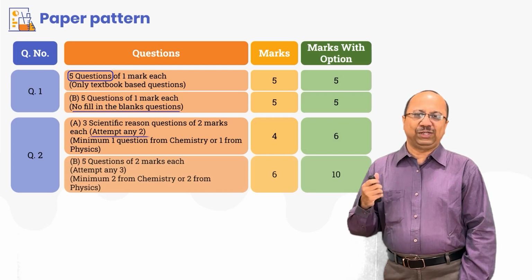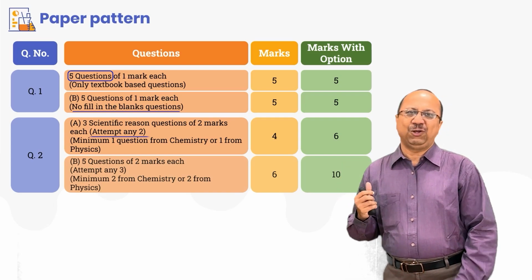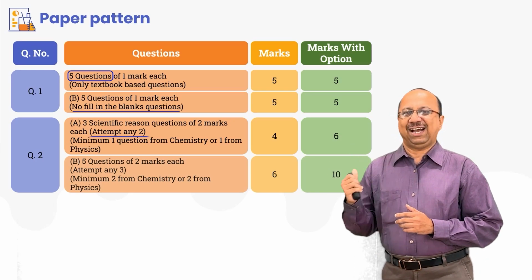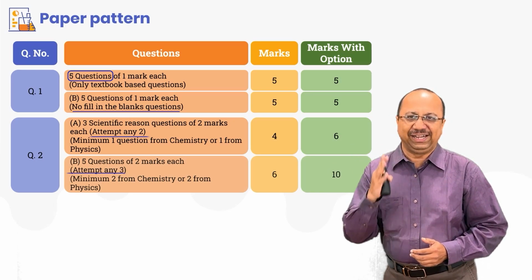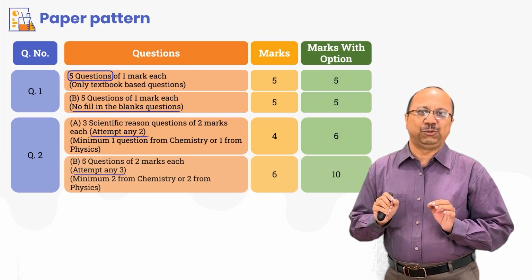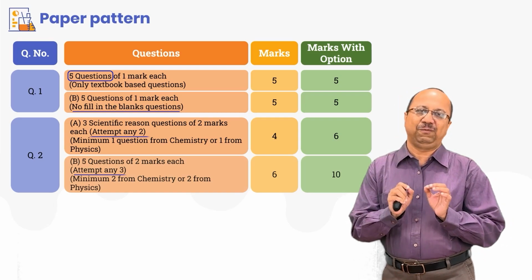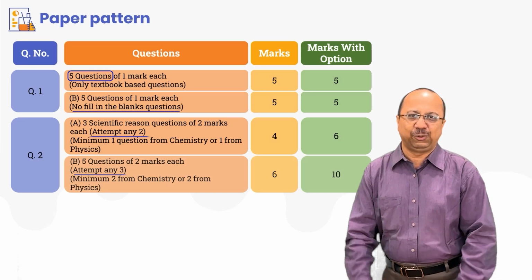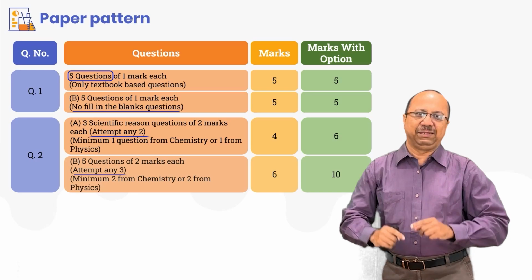Similarly, talking about question 2B. Question 2B is also more or less the same kind. You will be having 5 questions in that, and out of which you have to attempt any 3. Again, the same logic. Minimum 2 questions you are going to get from physics or from chemistry. So I hope this question 1 and question 2 is clear to everyone. This whole pattern has settled in your mind.